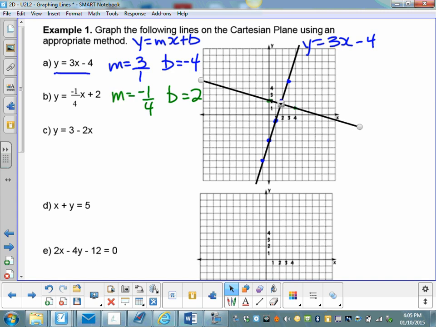That looks a little better. Okay, and I'll label that one so we're clear on which line is which. So we're going to do y equals -1/4 x plus 2.